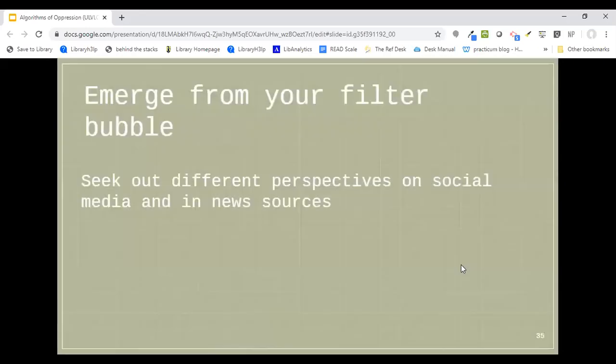For filter bubbles, the easiest thing you can do is try to seek out other media sources. That's not fun most of the time. Every once in a while, I do try to look at things that don't align with my political beliefs. Again, it's kind of painful because I don't want to see that kind of stuff. But it helps me at least know that there are people who, I mean, especially right now in this crisis, this pandemic that we're in, the coverage wildly varies.